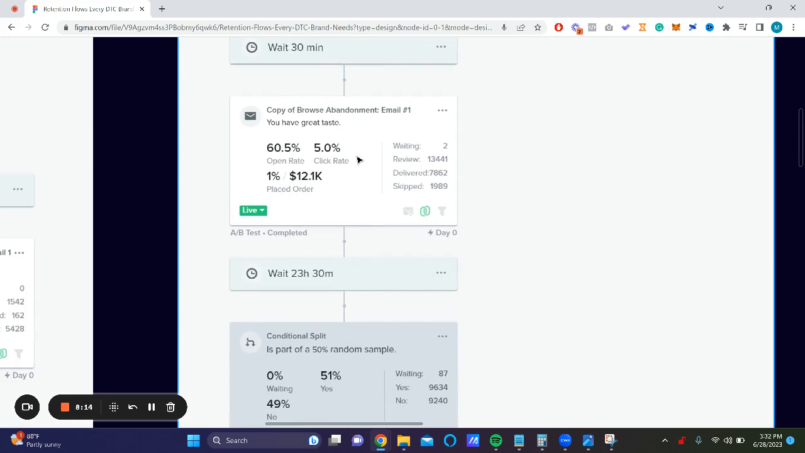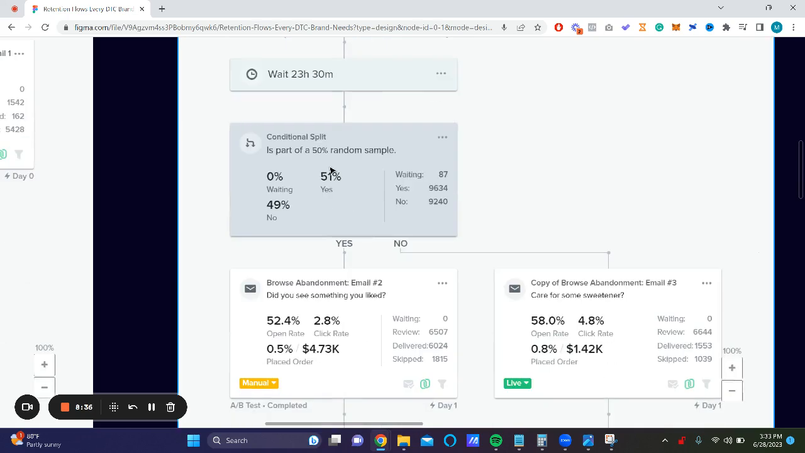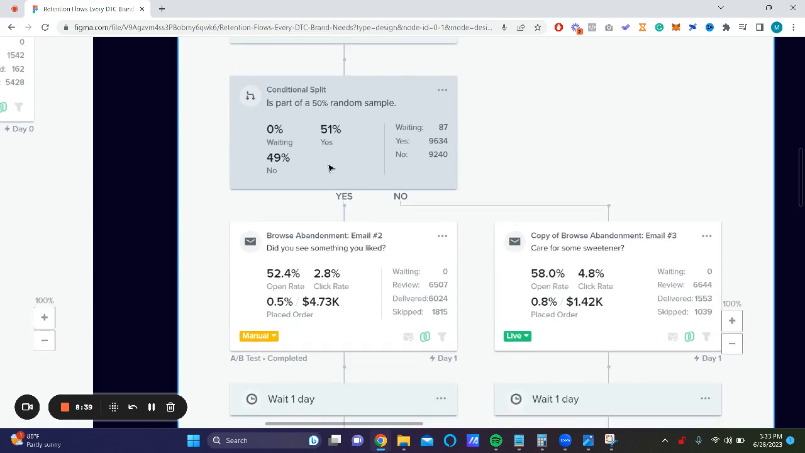It's like, all right, we saw that you were checking out this product, or did this catch your eye, or did you see something you liked or whatever? For this particular brand, it made the most sense to go with, oh, you have great taste. And then it basically dynamically shows them the product that they were looking at, which is like some dress or something, right? So that's the reminder.